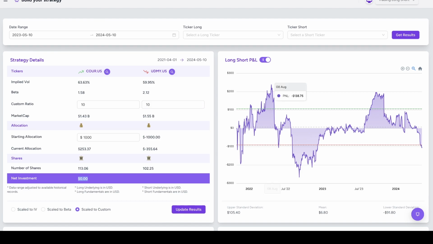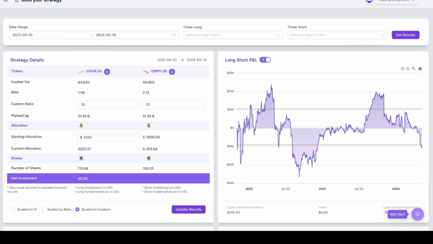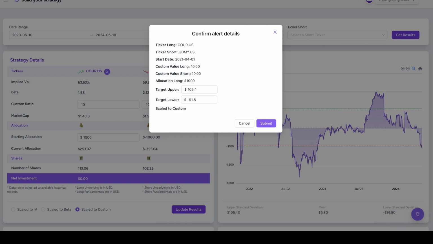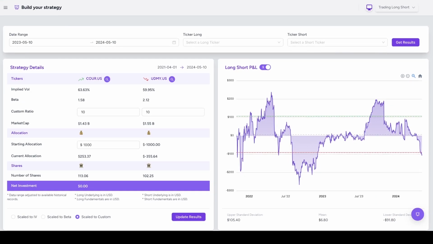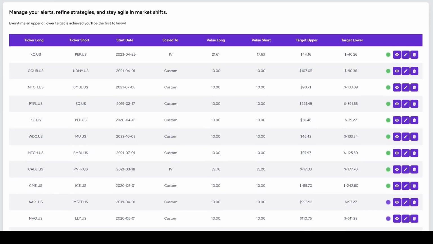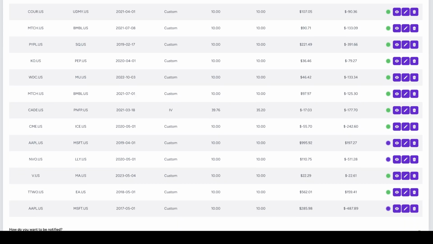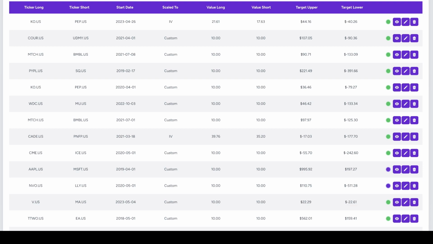So you could come here to Trading Long Short and add this strategy to your watch list by clicking the alert button in the bottom right of the screen. You click here and you can add this strategy. But we have other strategies added. Let's see what other strategies we have here. You can see we have Coca-Cola, Pepsi, Coursera, Udemy, Match, Bumble, PayPal, Square. Let's take a look at Match, Bumble.